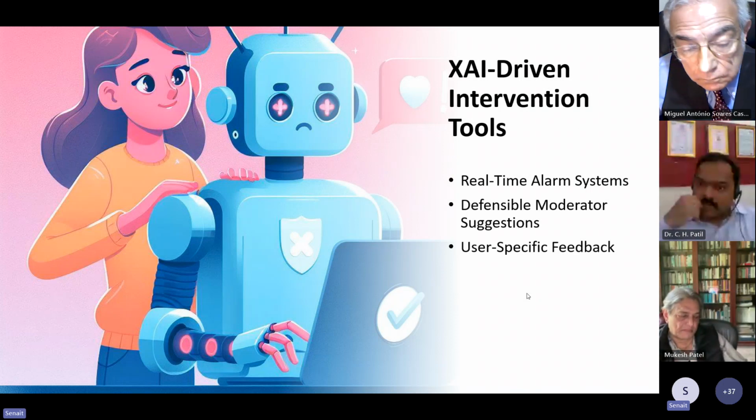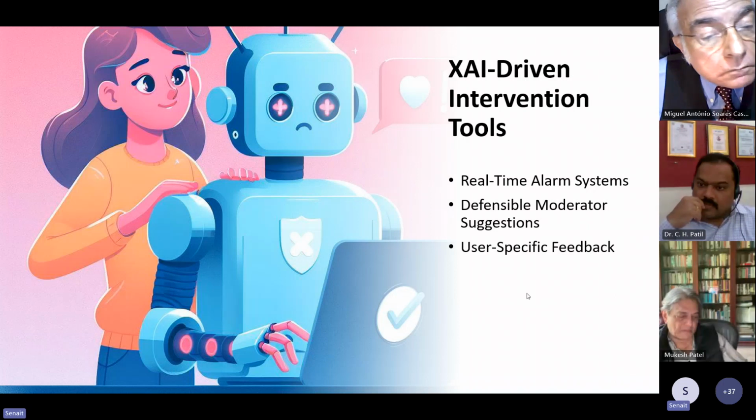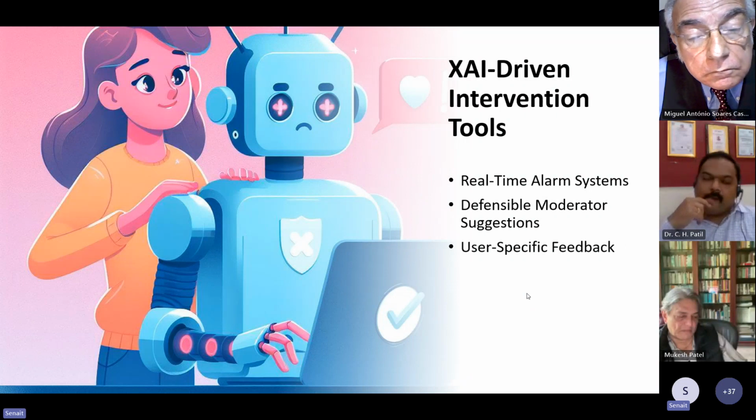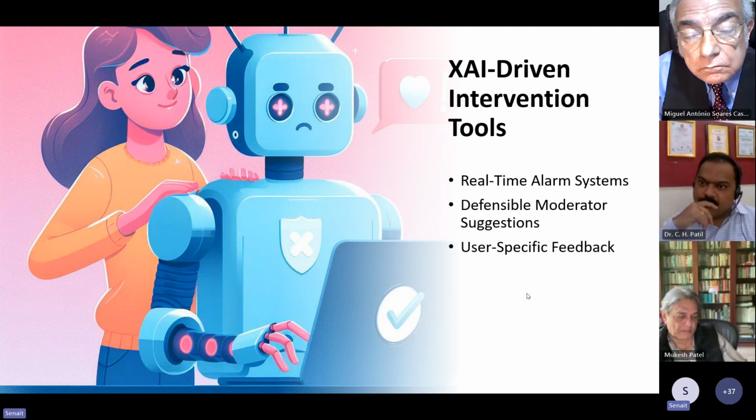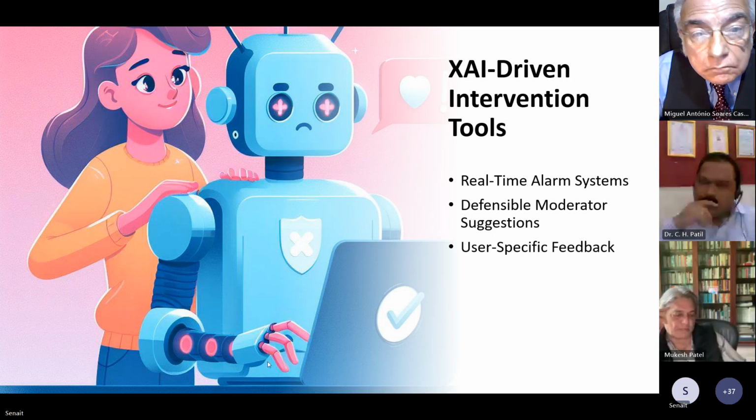The real-time alarm system, designed with XAI principles, can provide immediate notification when cyberbullying behavior is detected. Second, XAI can empower moderators with defensible suggestions by providing them with understandable reasoning for why certain content is flagged as cyberbullying. Also, user-specific feedback is a personalized approach to intervention. With XAI, systems can not only detect cyberbullying, but also generate customized feedback for the users involved on both sides.